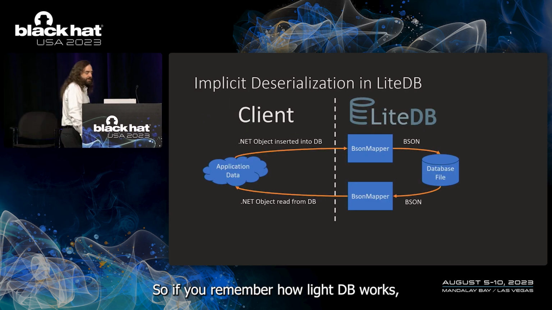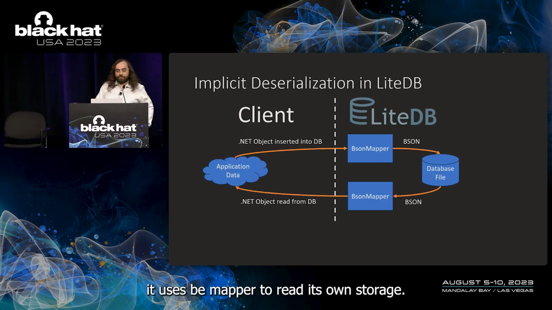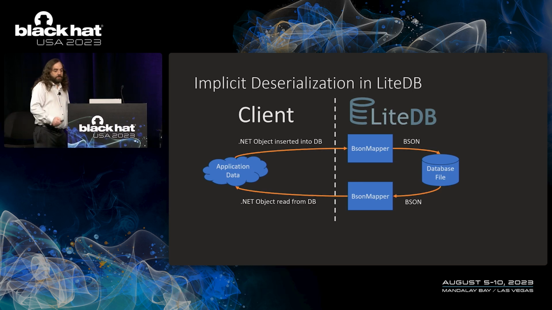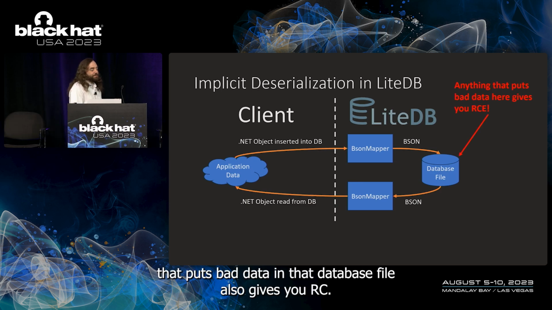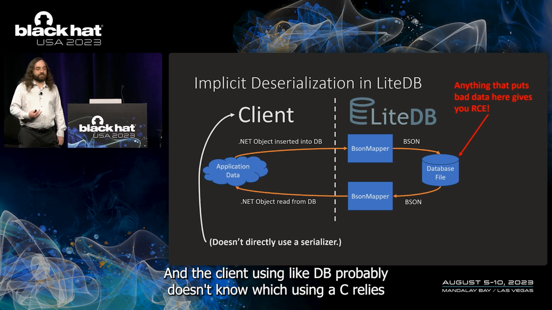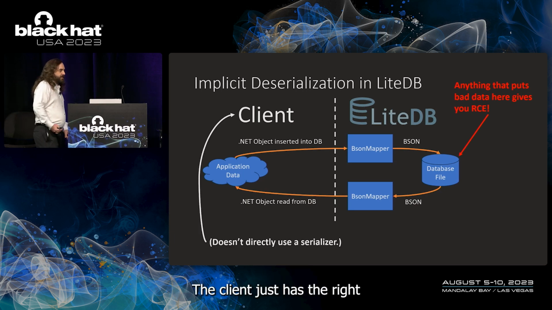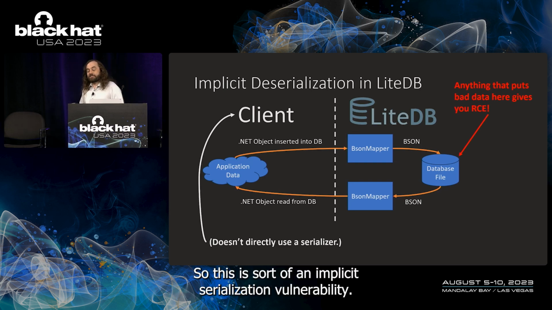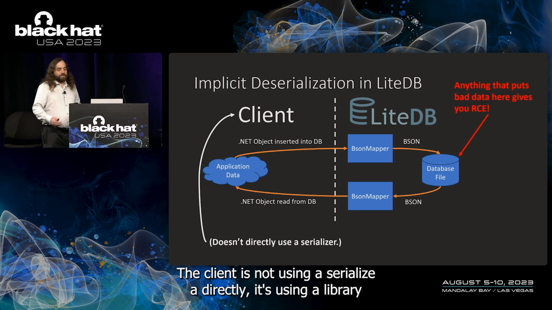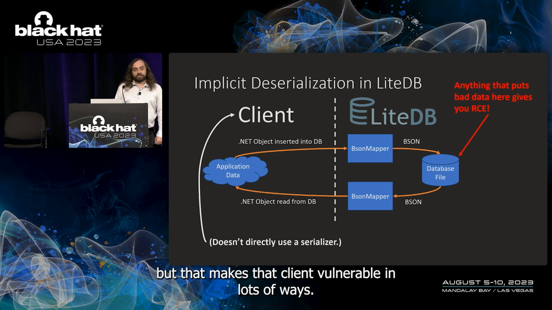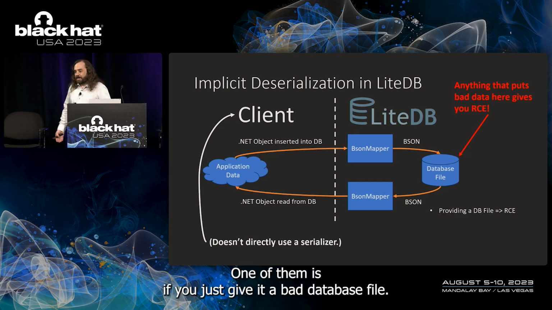So if you remember how LiteDB works, it uses BsonMapper to read its own storage. I showed you that putting bad data in the BsonMapper gives you RCE, which means that anything that puts bad data in that database file also gives you RCE. And the client using LiteDB probably doesn't know it's using a serializer at all. The client just says to LiteDB, store this object or give me the object at that index. So this is sort of an implicit serialization vulnerability. The client's not using a serializer directly. It's using a library that uses a serializer that it probably doesn't know about, but that makes that client vulnerable in lots of ways. One of them is if you just give it a bad database file.